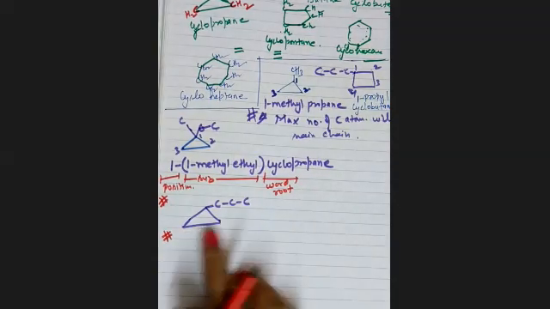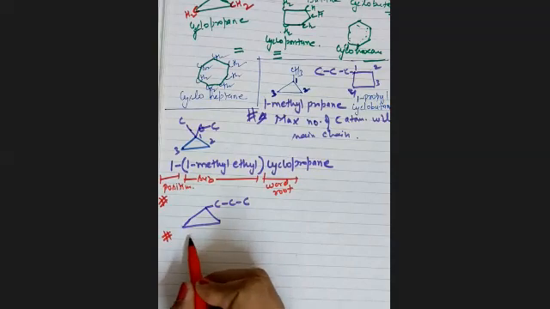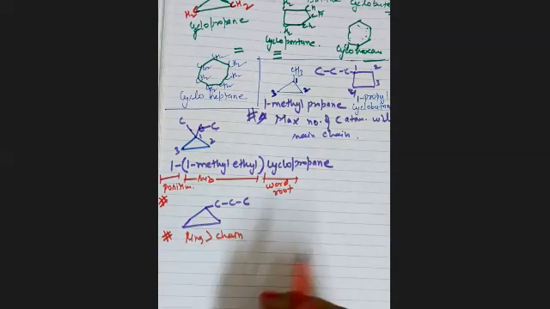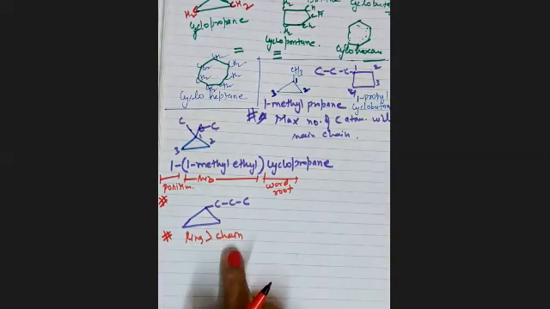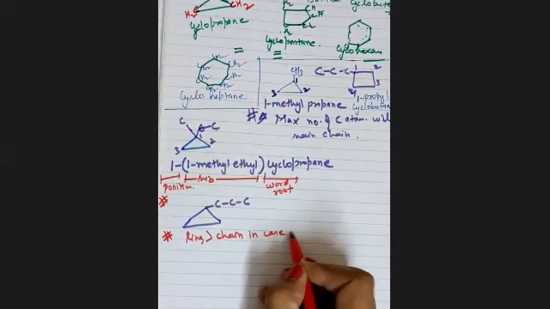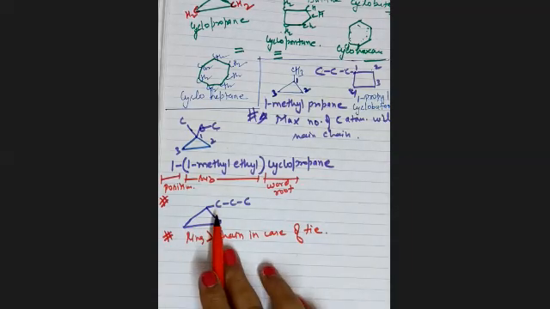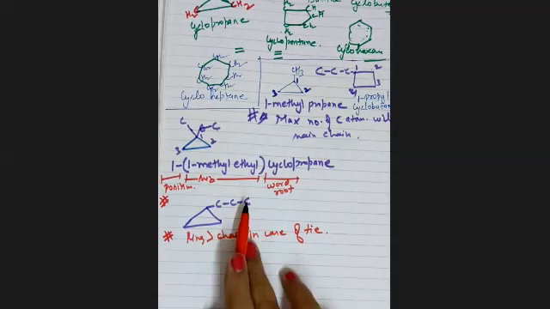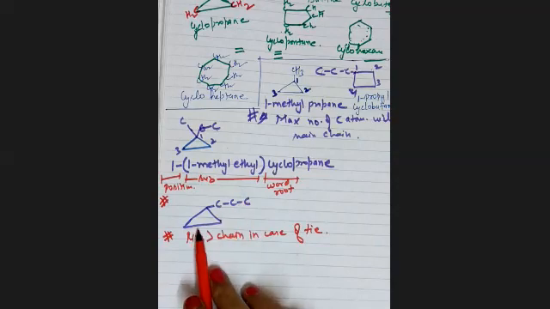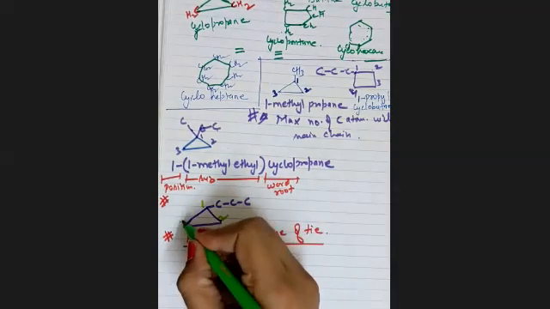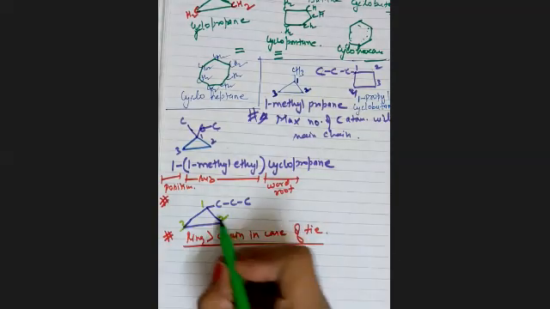Hashtag rule. Rule will be what? Whenever you have a tie, the ring will be given preference. Ring will be given preference over chain. Ring will be more stable than chain in case of a tie. Note this thing down. If we have the same number of carbons in the substituent as well as in the main chain or your cyclic compound, at that point of time your ring will come over the chain. So nomenclature will be like this. 1, 2, 3. What will be the name?